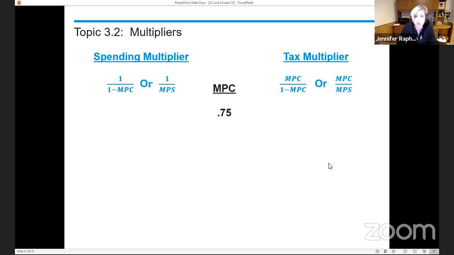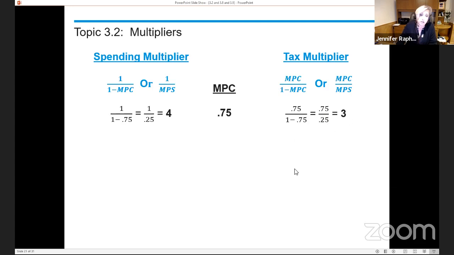Okay, so assume that the marginal propensity to consume is 0.75. Can you calculate the spending multiplier using that information? Well, if it's 1 over 1 minus MPC, then you would do 1 over 1 minus 0.75, which is 1 over 0.25, which equals 4, right? 1 divided by 1/4 is equal to 4. Now, if we had that same MPC, we can calculate the tax multiplier too by setting the marginal propensity to consume over the marginal propensity to save. So 0.75 over 0.25 is equal to 3. 3/4 divided by 1/4 equals 3.